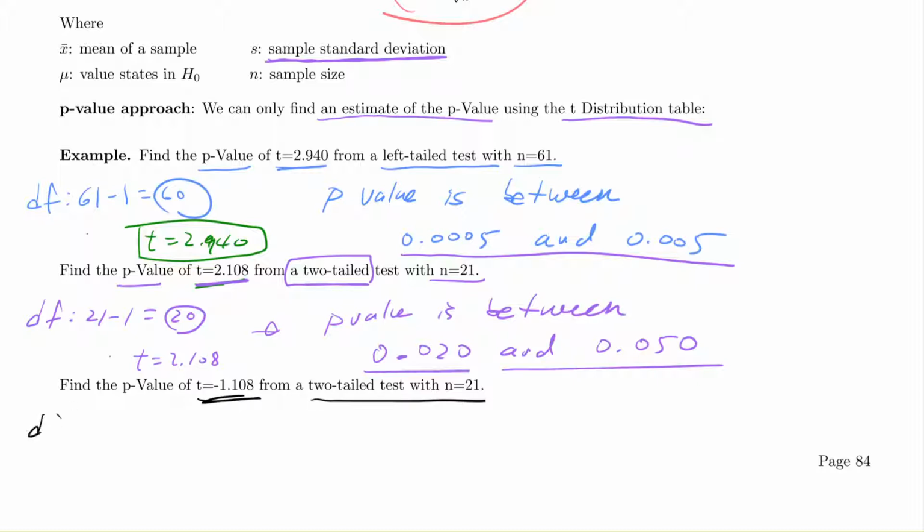Well, let's find the degrees of freedom. 20 again. And here t is negative. For negative, we can actually take the absolute value for t values for the purpose of finding the p-value using the t-table, because there's symmetry. The t-table is symmetric, so we can use the positive value to find the p-value. Okay, so let's go to the table.